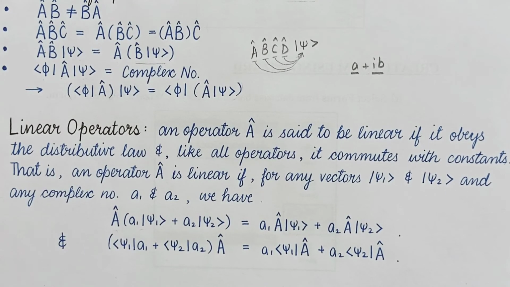There must be a question arising in your mind: why in case of kets are we applying the operators in the front, but in case of bra vectors we are applying the operator at the back side? Why is it so? I will answer this question in just a few minutes.